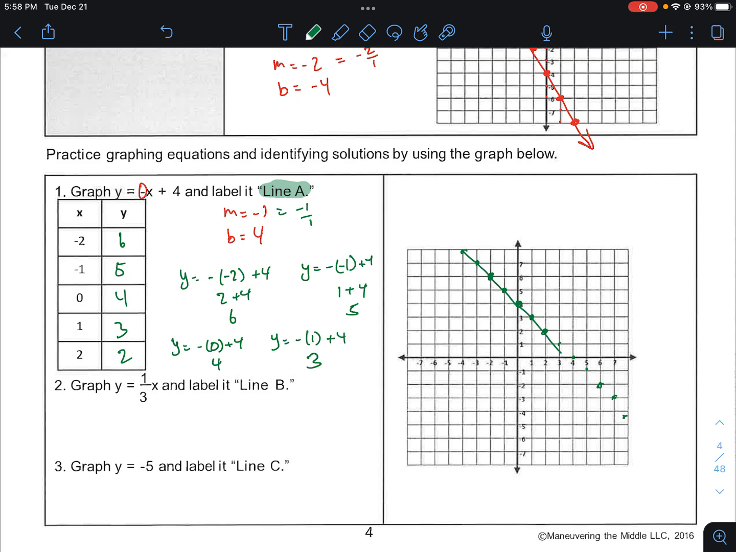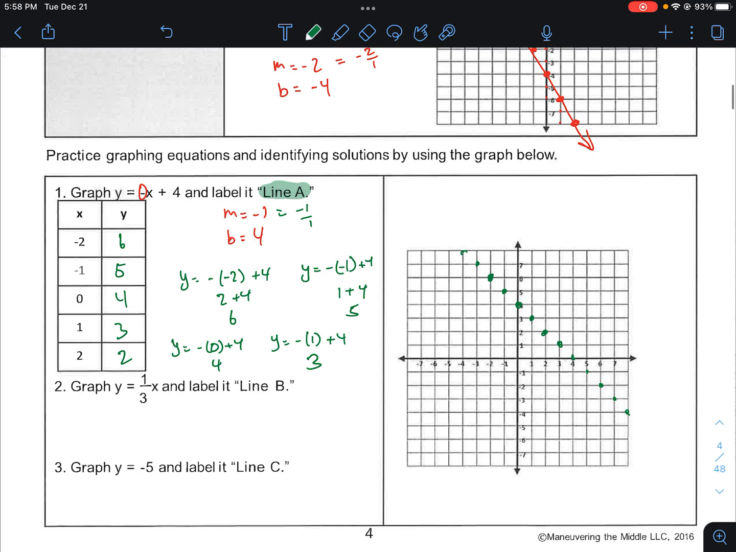Hopefully I can make it look, whoops, that wasn't very good. Hopefully that doesn't mess it up. Oh, that's kind of ugly. Let's try that again. All right, that point, this, and this goes from here all the way down right there. So this is line A. They want us to label it line A. I'm just going to write the letter A next to line A.